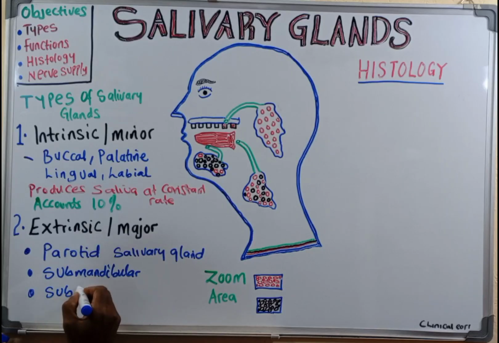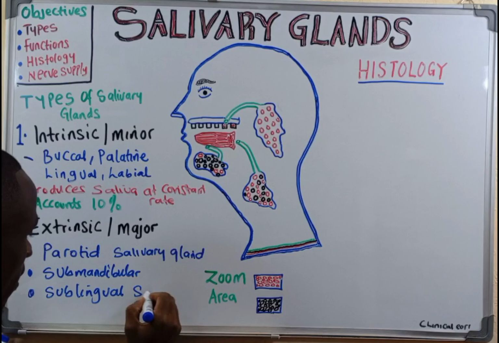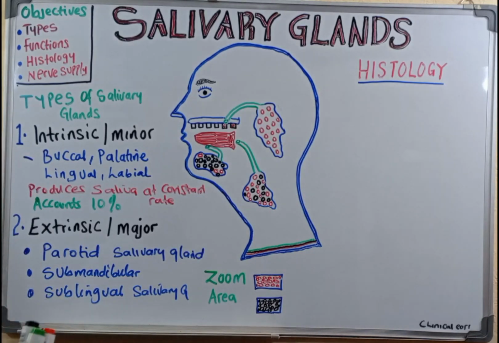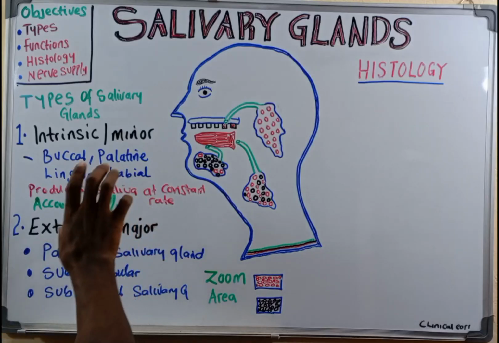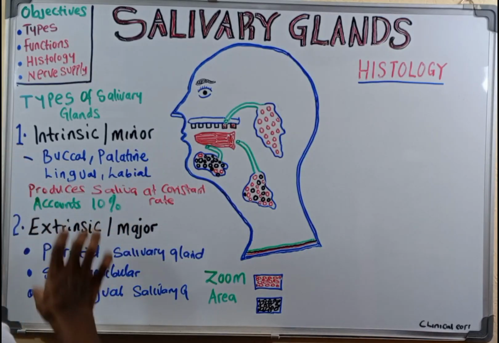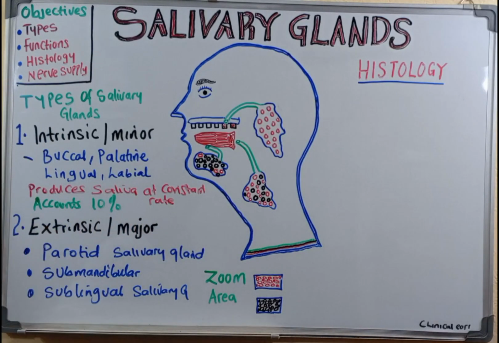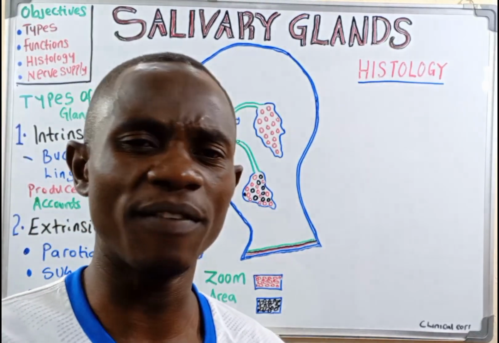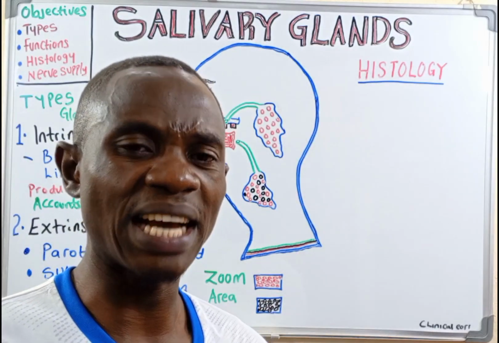What we call the sublingual salivary gland. Now, under the extrinsic salivary glands, these are the main examples, and of course the parotid gland is the largest extrinsic salivary gland. Super important.